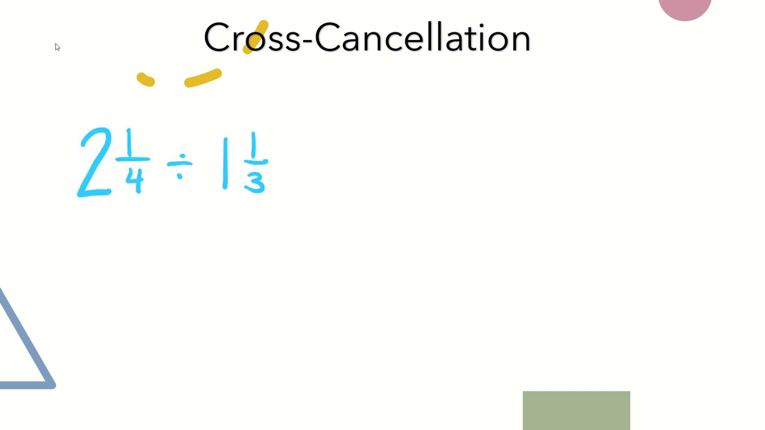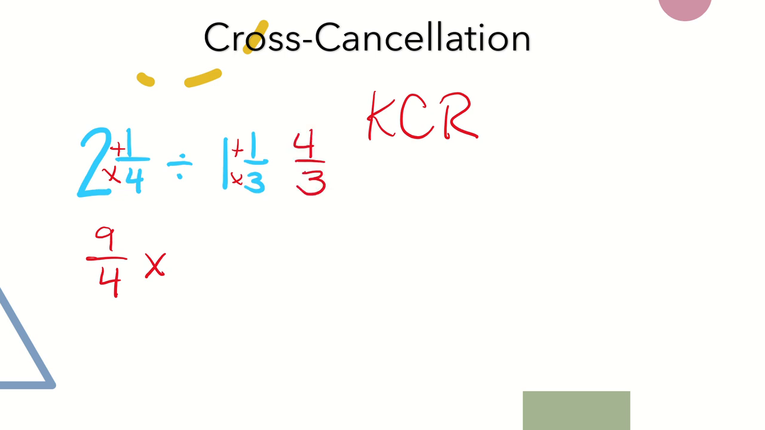Okay, so let's look at this problem. We're going to do the exact same process. This time I have 2 mixed numbers, so I have to convert both of those into improper fractions. So I do that by times and add, times and add. 2 times 4, that's 8, plus 1, that gives me 9 over 4. Keep, change, reciprocal. 1 times 3, that's 3, plus 1, that's 4. So I get 4 over 3, but then I have to do the reciprocal of that number. So in that case, that gives me 3 over 4.